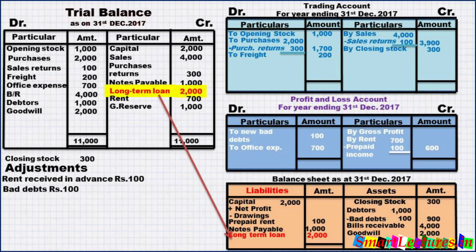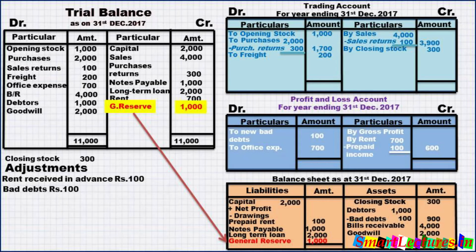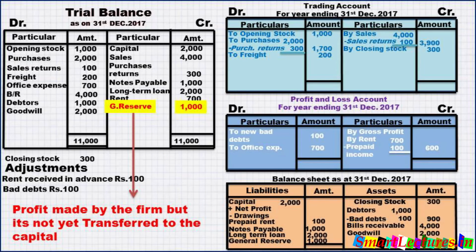Long term loans 2000. This is long term liability, it will go to the credit side of balance sheet, means liability side. Rent we have already taken when we were doing the adjustments. General reserve 1000, it will go to the credit side of balance sheet, means liability side. General reserve means the profit made by the firm, but it's not yet transferred to the capital, or it's not yet added to the capital.